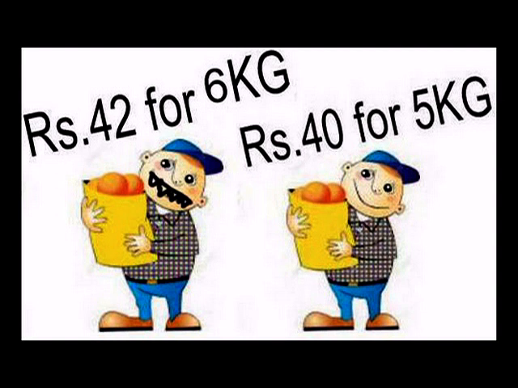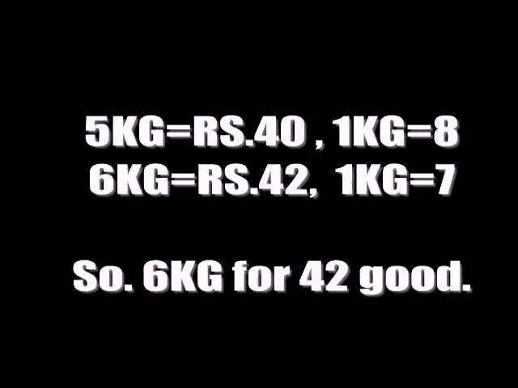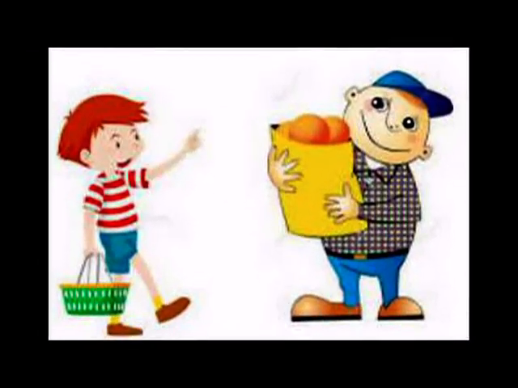So we have to think. One is 40 per 5 kg and another is 6 kg for rupees 42. The first one is 40 for 5 kg, which means 1 kg is 8 rupees. The second one is 1 kg for 7 rupees. So he should buy from the second shopkeeper, as it is 1 rupee cheaper.